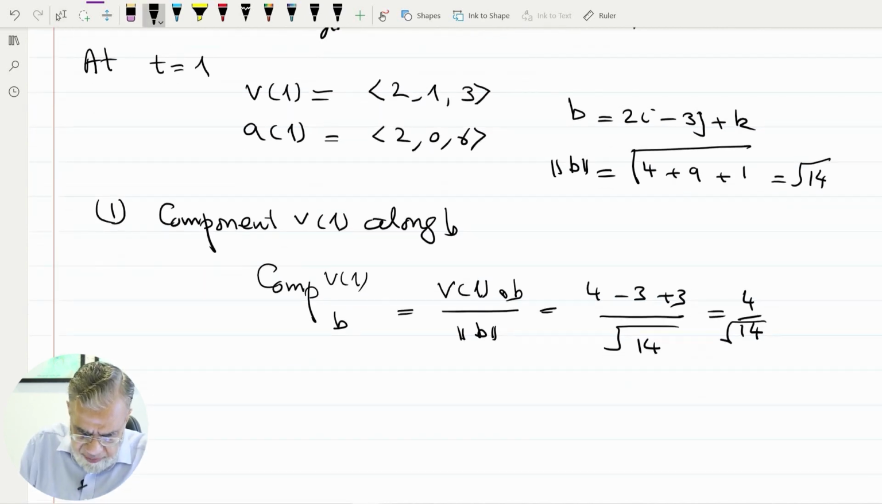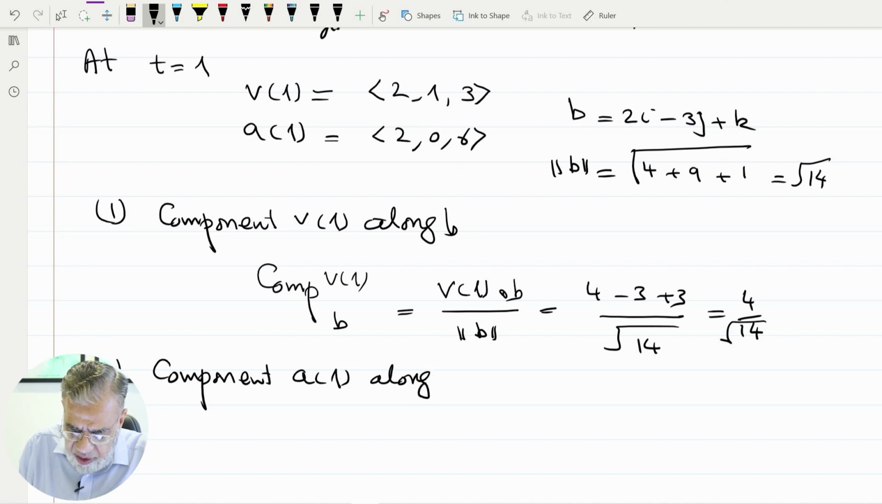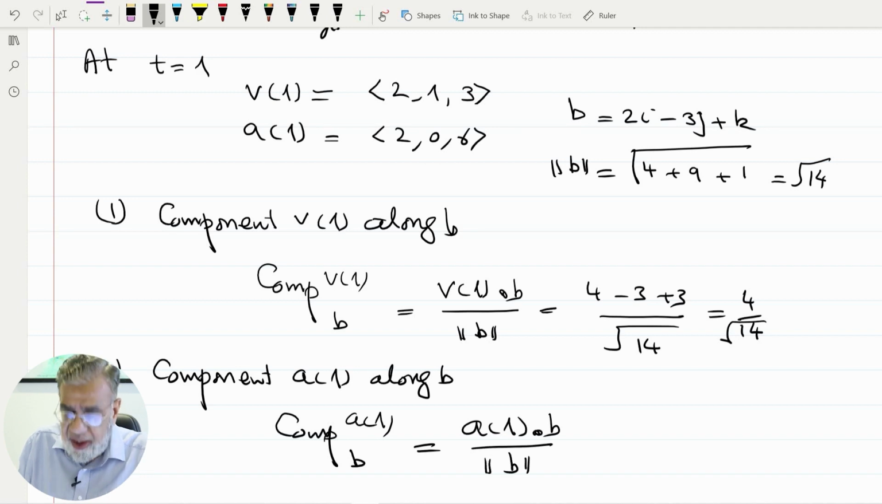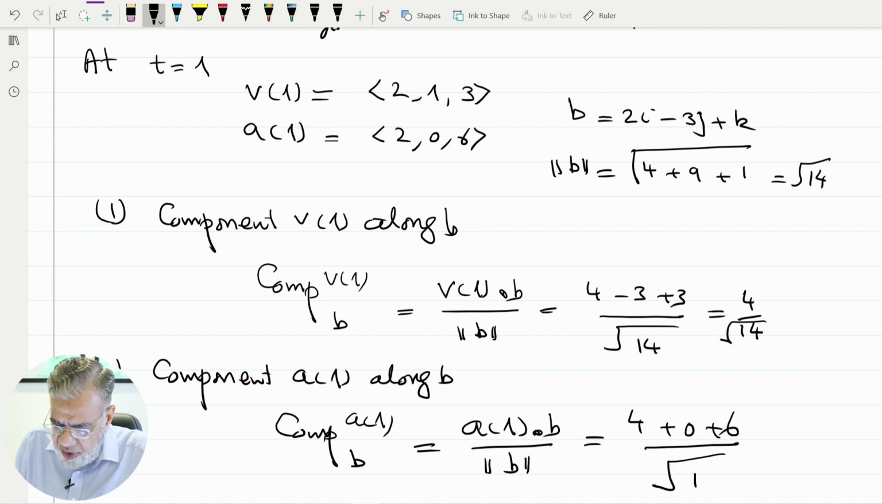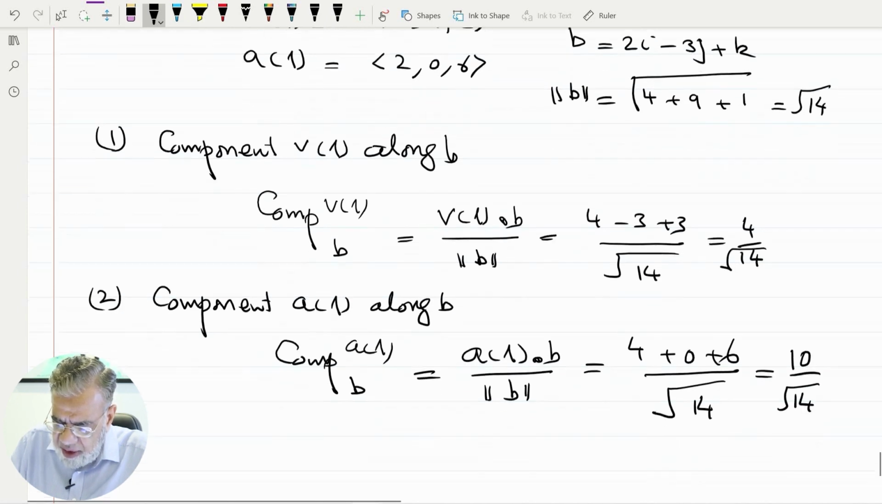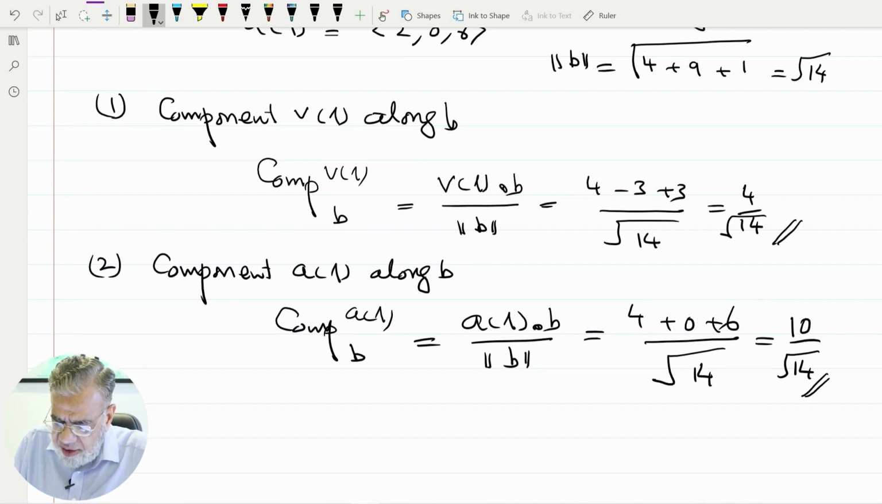Then we want to find the component of the acceleration vector a1 along vector b. So I can write the component of a1 along vector b as a1 dot b over magnitude of b. I find the dot product of the two vectors, which is 4, then plus 0 and plus 6, over the magnitude of b, which is root of 14. We add this, and we get the answer 10 over root of 14. So these are my components for the velocity and acceleration along the vector.